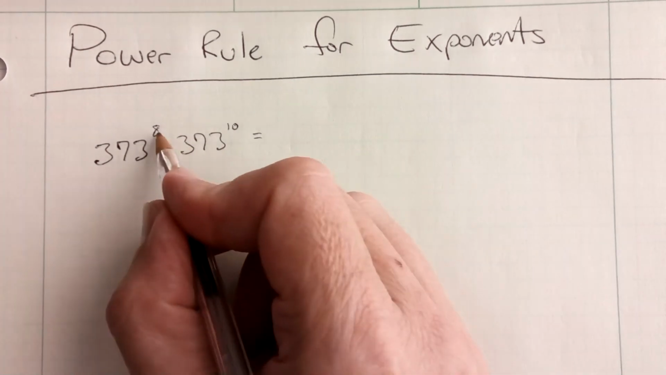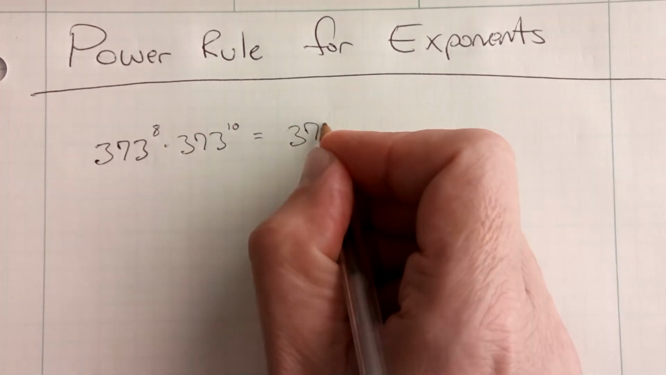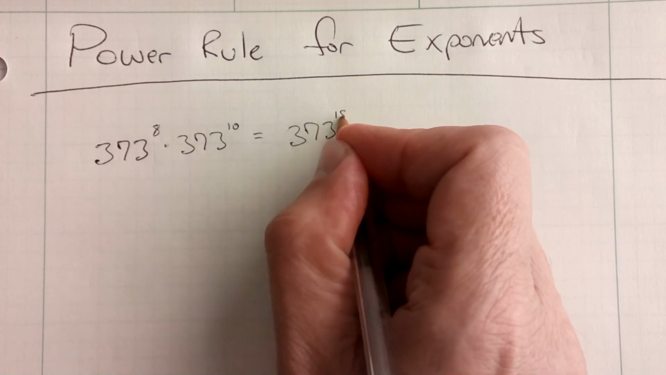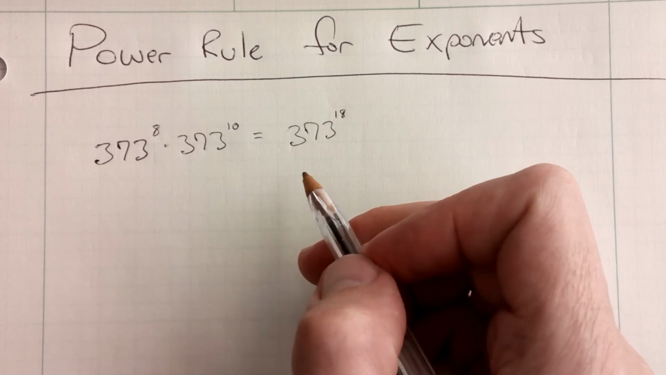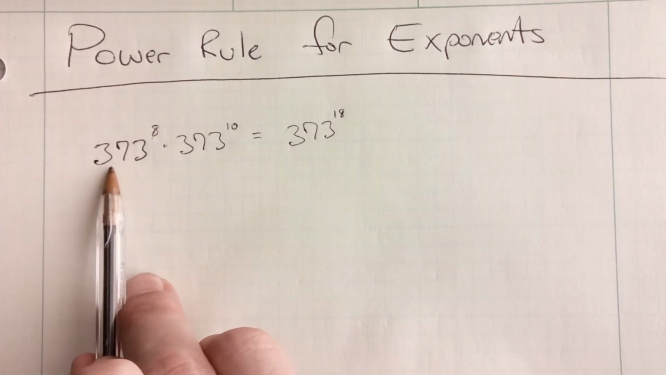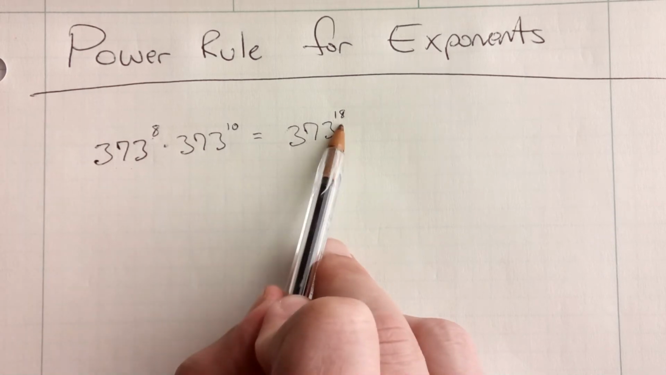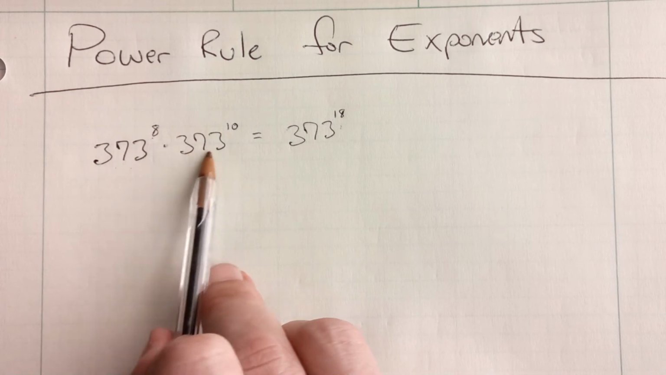What we do is we add the two exponents, 373 raised to the 18th power. And if you've forgotten that, go back and watch that video for the product rule. And that's just because there's 8 373s. I mean, the reason it's 18 is there's 8 373s here and there's 10 373s here.